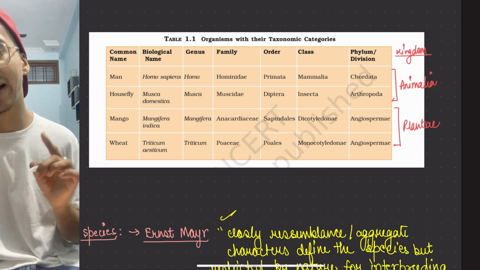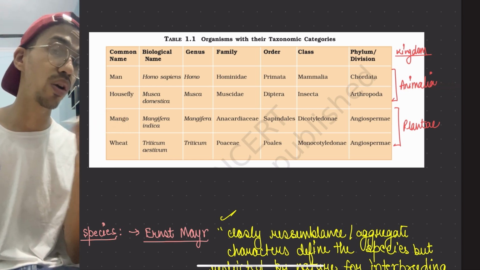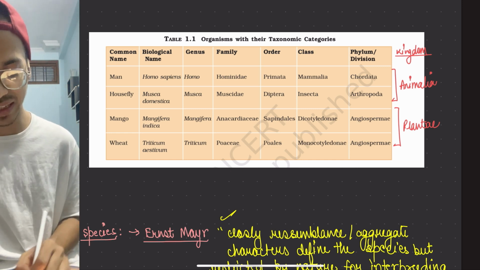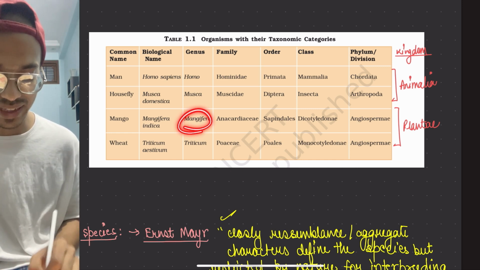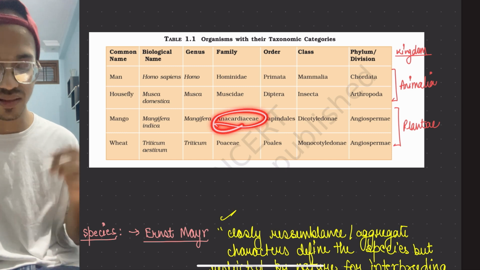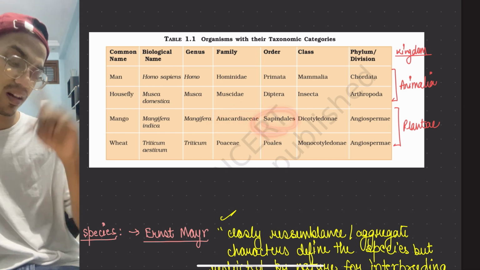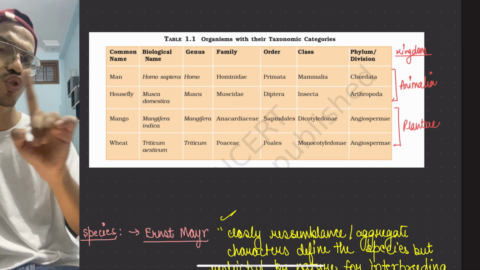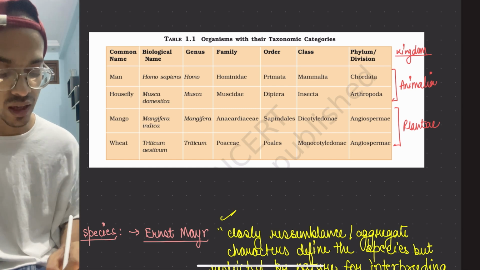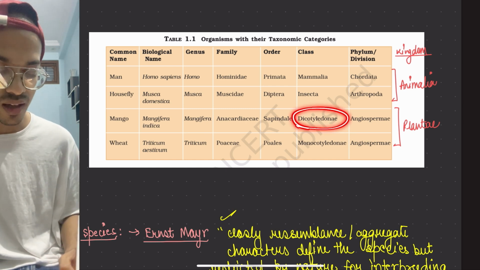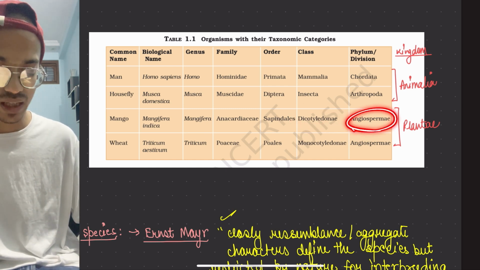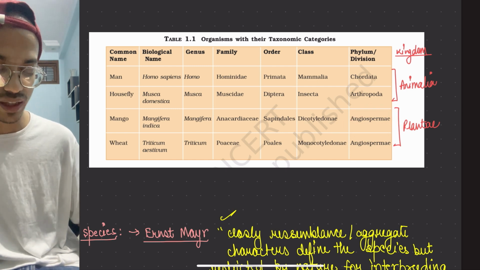Then comes the mango. Mango is what? Mangifera indica. I've already told you about it in biological classification. Mangifera is the genus. Anacardiaceae is the family. Sapindales is the order. We have studied another order, that is Polymoniales, in which your Solanaceae and Rosaceae are coming. Then Dicotyledonae is the class, and angiosperms are the division, and it belongs to the kingdom Plantae.